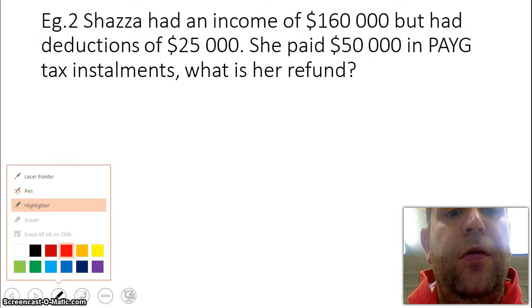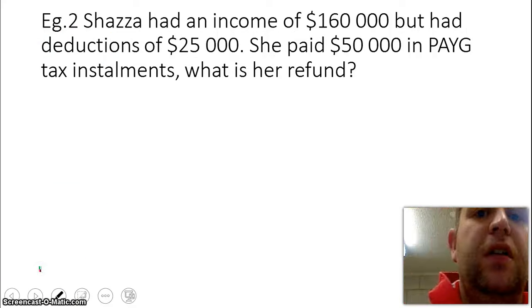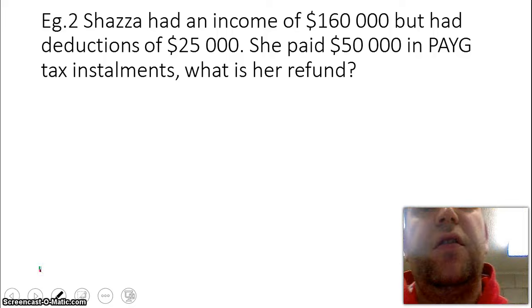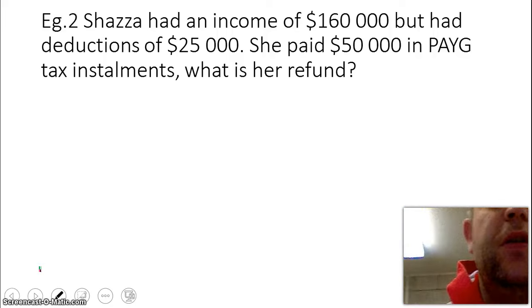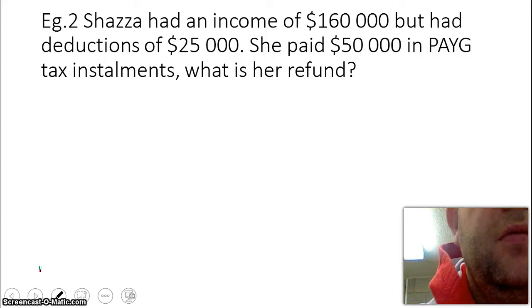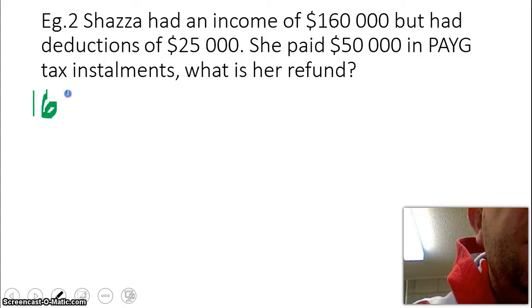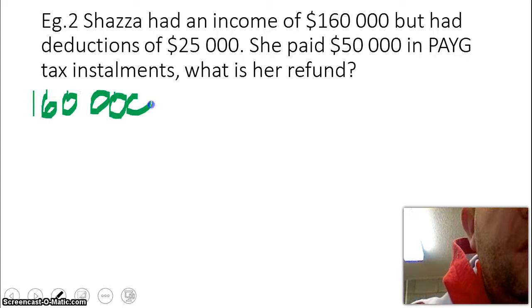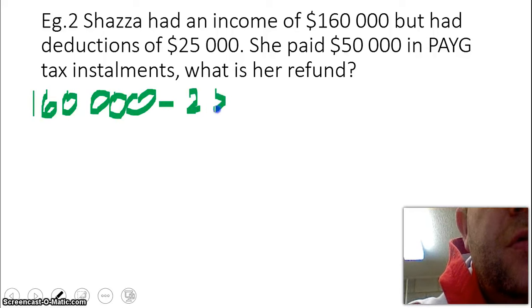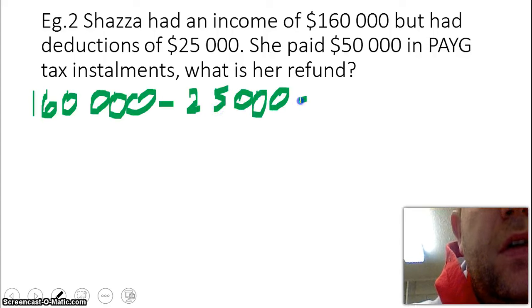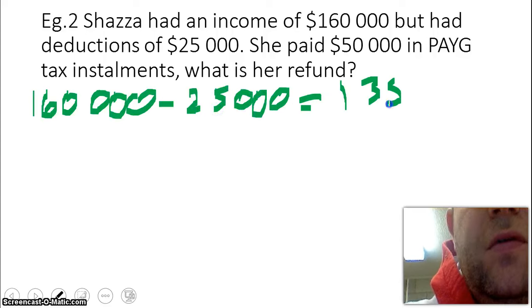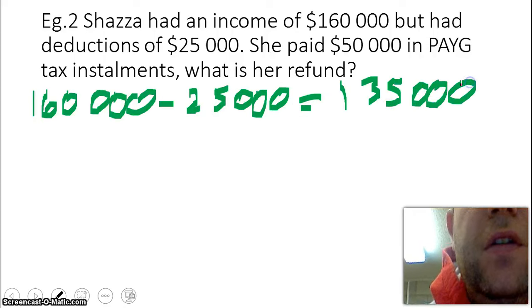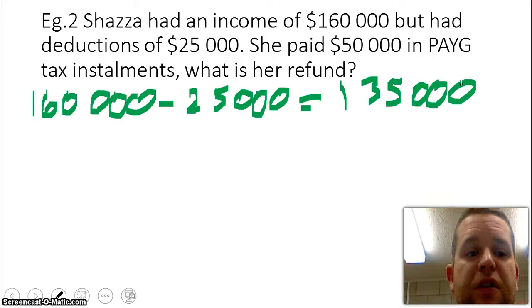Next up, we've got my good mate Shazza. Now, Shazza's got a pretty big income, but she's had a lot of deductions. So to start this question off, we're going to work out her taxable income. So we've got 160,000. Take away her deductions, which is 25,000. Leaves us with 135,000. So that's the amount we can actually calculate her tax on.